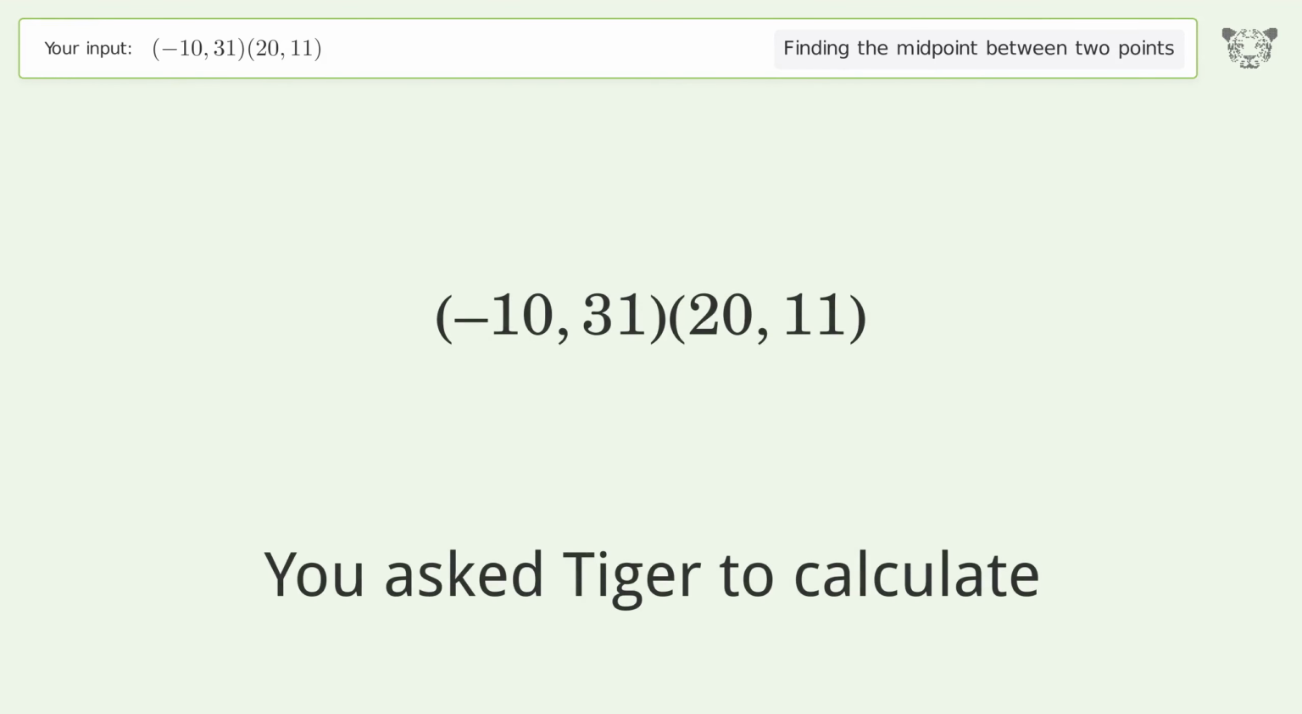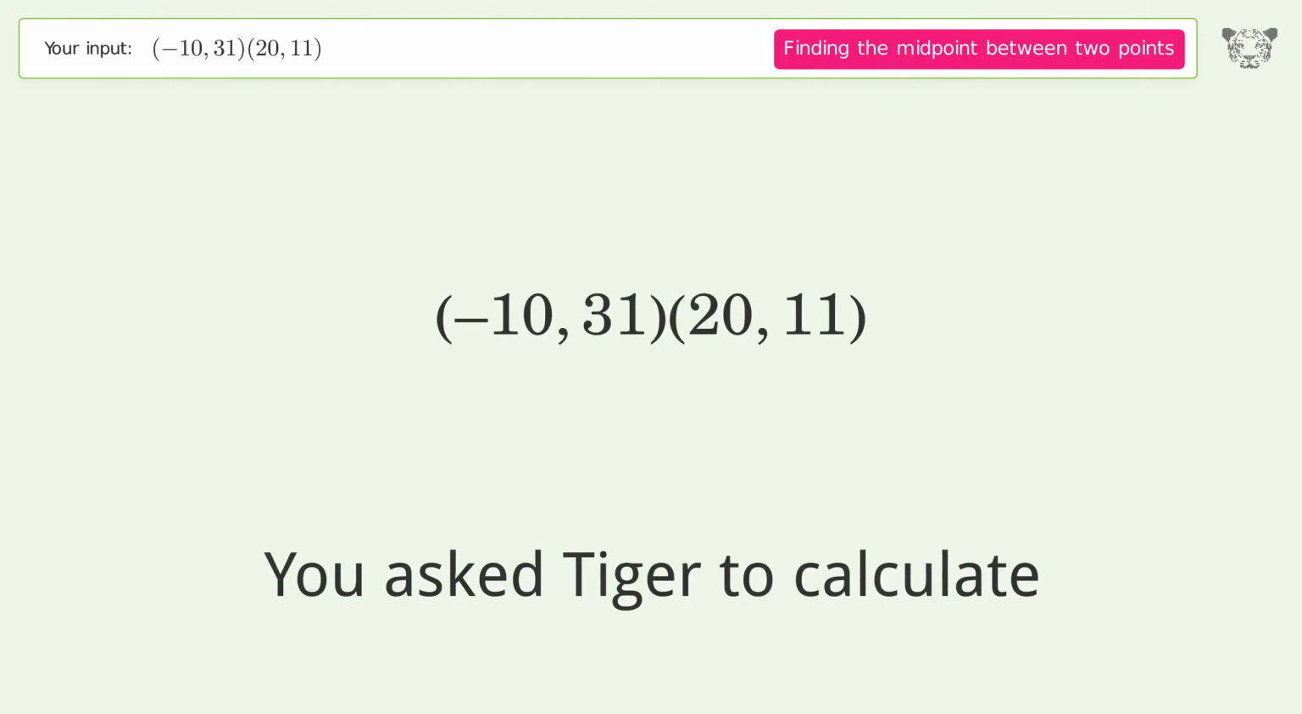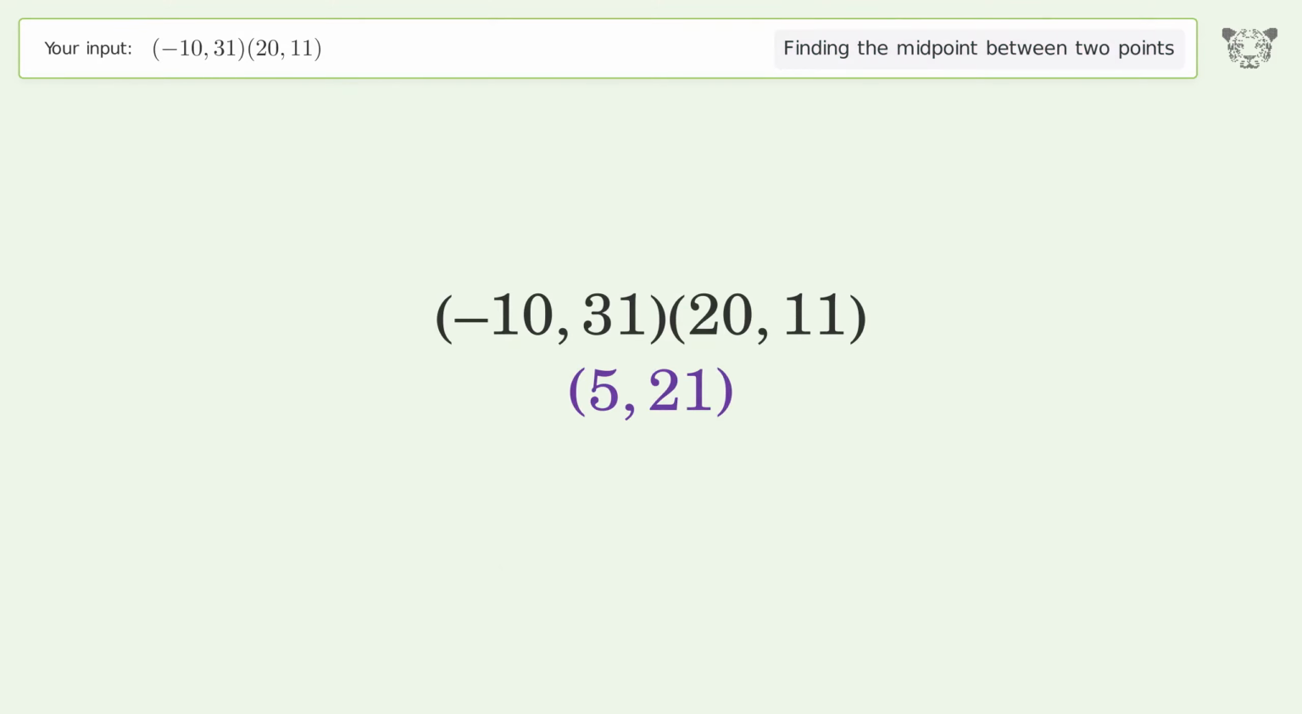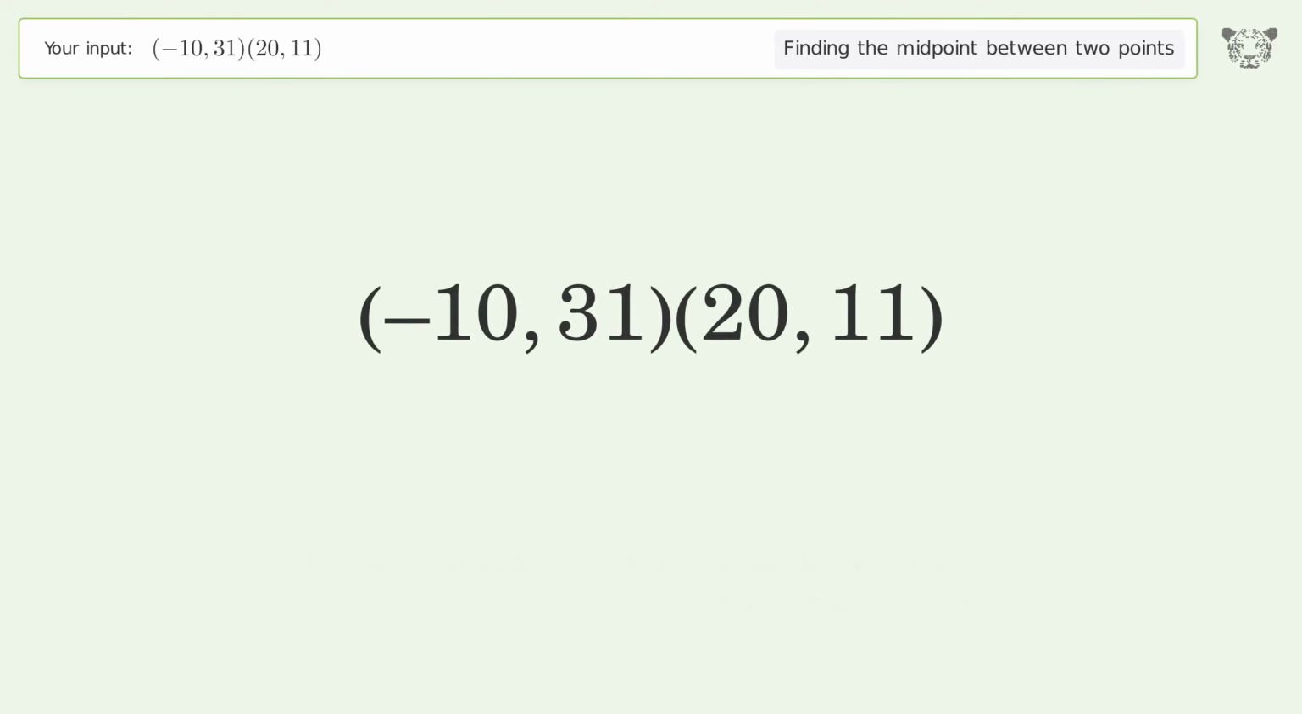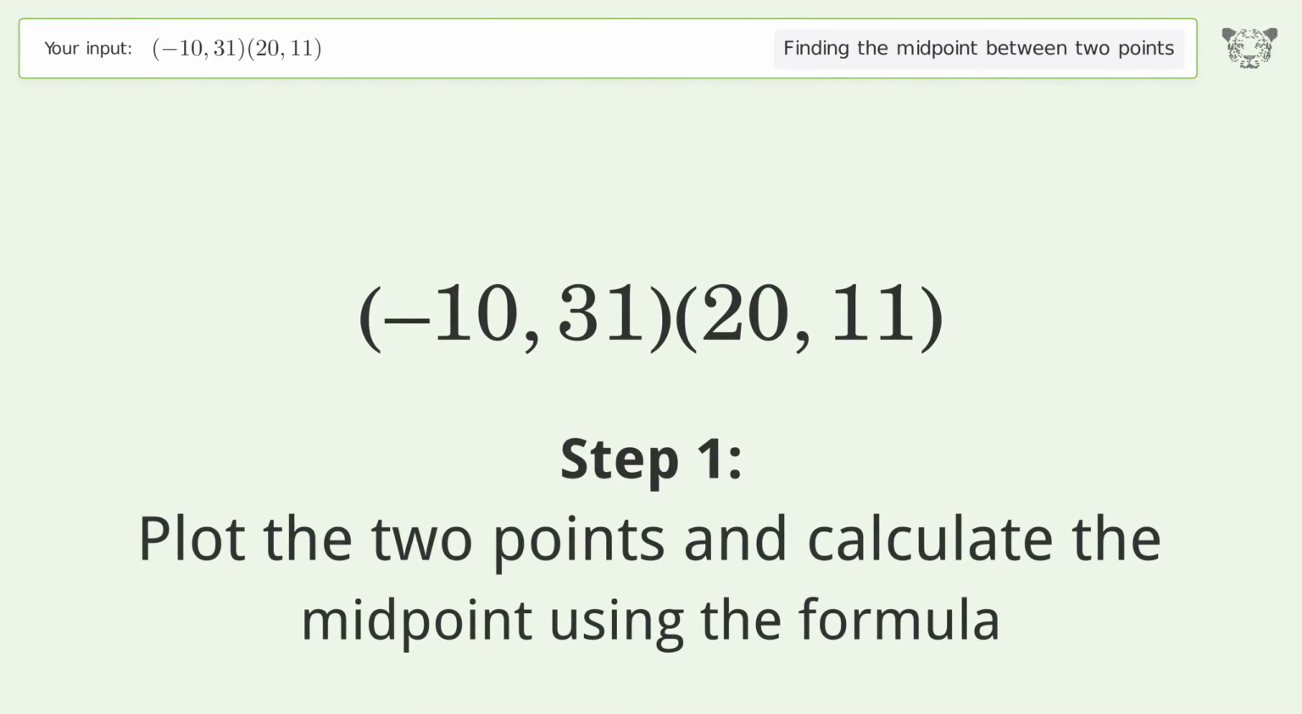You ask Tiger to calculate. This deals with finding the midpoint between 2 points. The midpoint between the 2 points is 5,21. Let's solve it step by step. Plot the 2 points and calculate the midpoint using the formula.